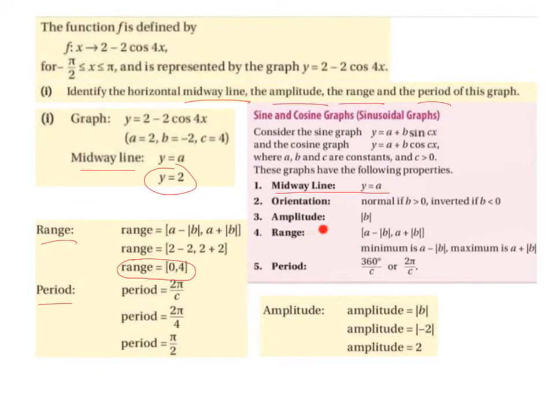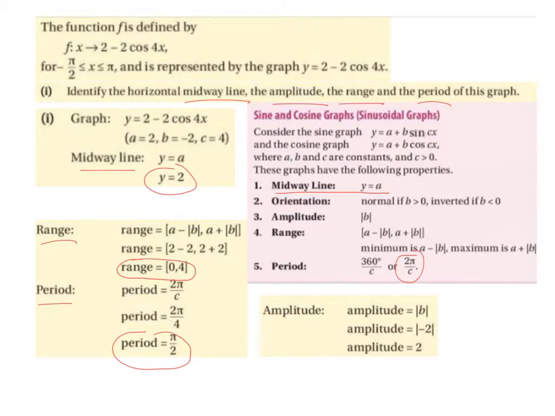So we can see from the table that for the period, it's 360 degrees divided by c, or else 2 pi divided by c if we're working in radians. And we are indeed working in radians. So again, if we look at our formula, the c is whatever is stuck onto the x, and we identified that as 4, so c is equal to 4. So for the period, we have 2 pi divided by c, which becomes 2 pi divided by 4, and 2 over 4 gives us a half, so we get pi over 2 for the period.